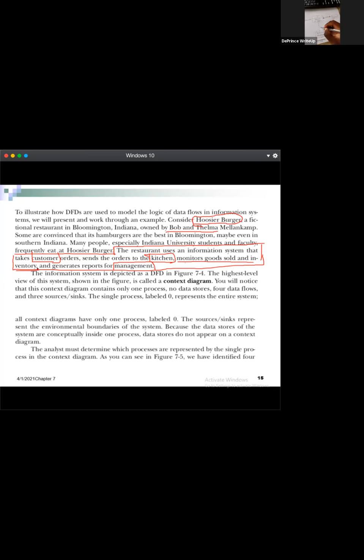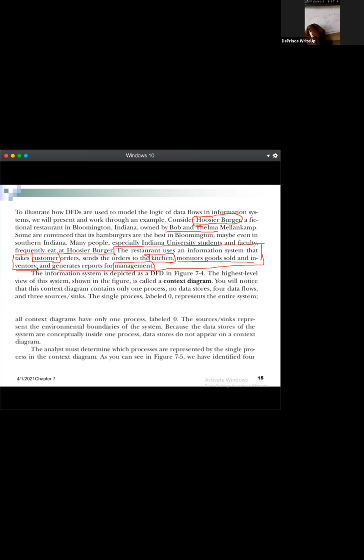And then it says generate report for management. So generate report. Can you see? And this is our complete context diagram. From customer, make order to the restaurant information system, send the order to the kitchen, and generate report for management. This is the context diagram.